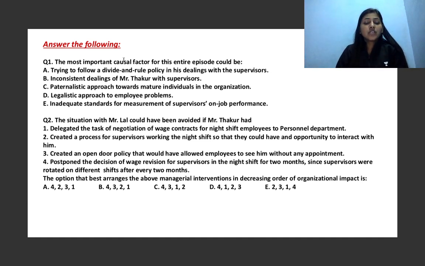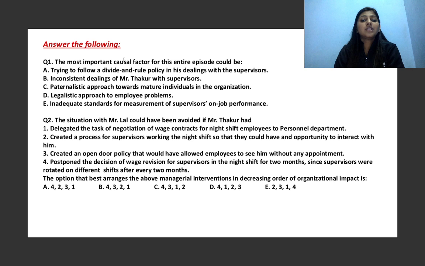Okay, so the situation with Mr. Lal could have been avoided if Mr. Thakur had. So, four points have been given. We have to arrange them in decreasing order of organizational impact. So, if you read the points, delegated the task of negotiation of wage contract for the night shift supervisors to personnel department. Yes, he could have done that. Created a process for supervisors working in night shift so that they could have an opportunity to interact with him. Okay, this could also have been done.